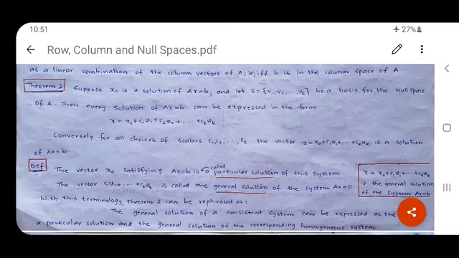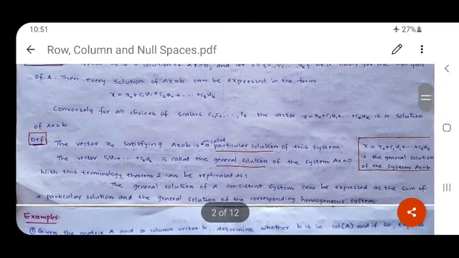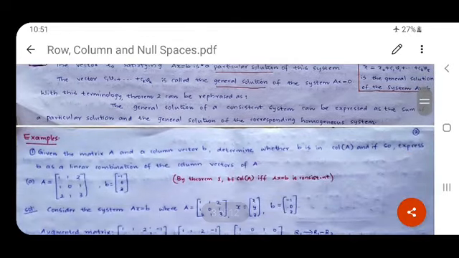So we have the theorem as follows: the general solution of a consistent system Ax equal to b can be expressed as the sum of a particular solution and the general solution of the corresponding homogeneous system. Let us discuss certain examples.